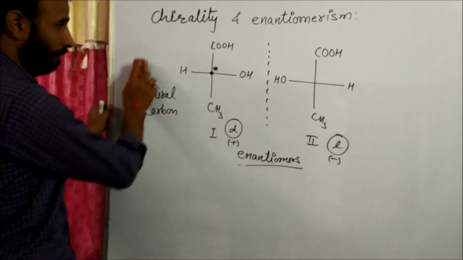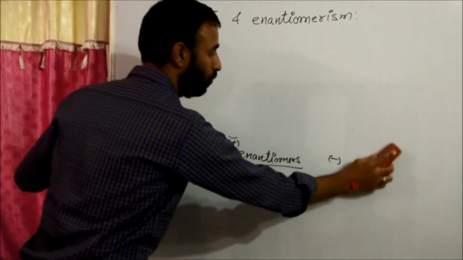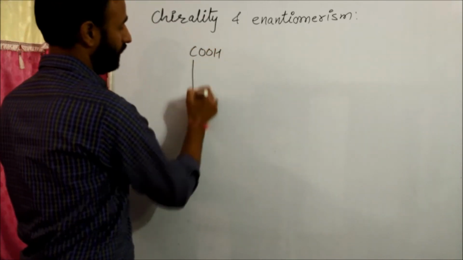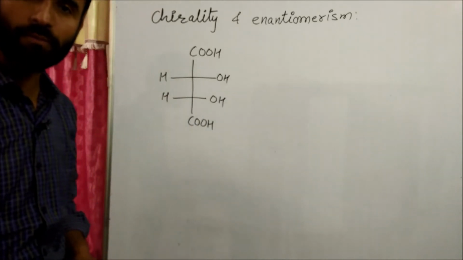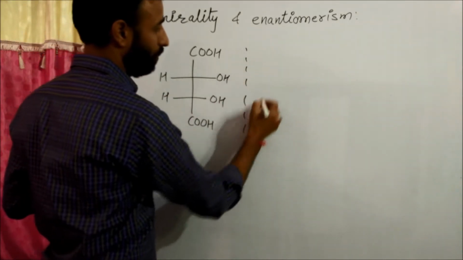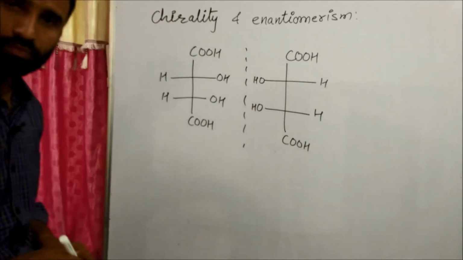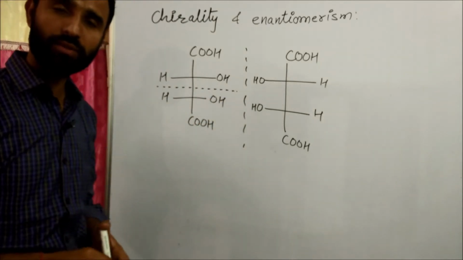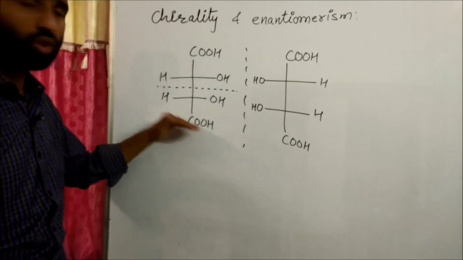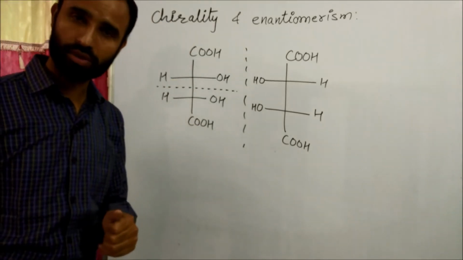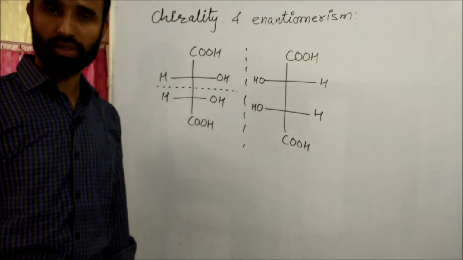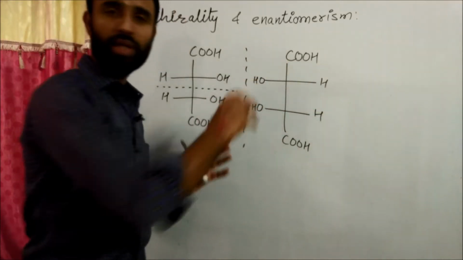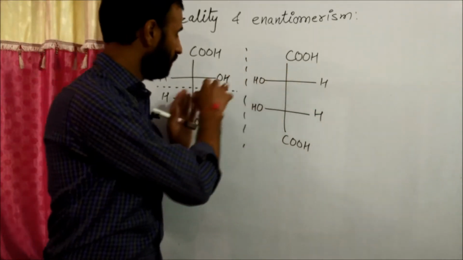Another example, if we have 2 chiral carbons like in tartaric acid. This is tartaric acid. If we draw its mirror image, it is like this. It has a plane of symmetry. What is a plane of symmetry? The plane which divides the molecule into 2 equal halves is called the plane of symmetry. This molecule has a plane of symmetry, and second, the mirror image is superimposable.